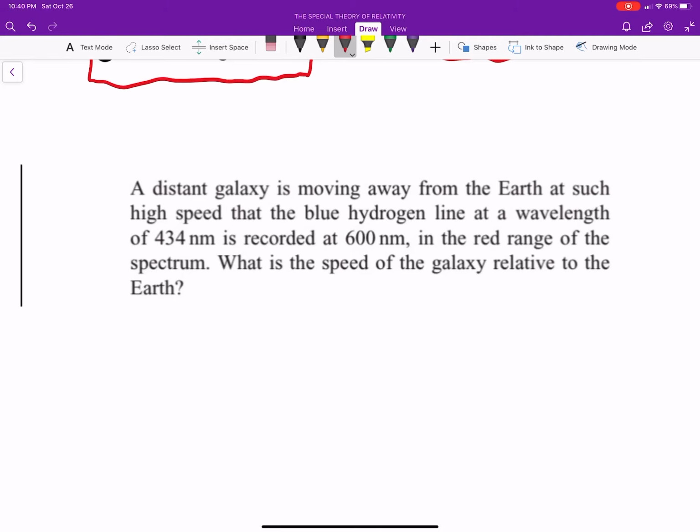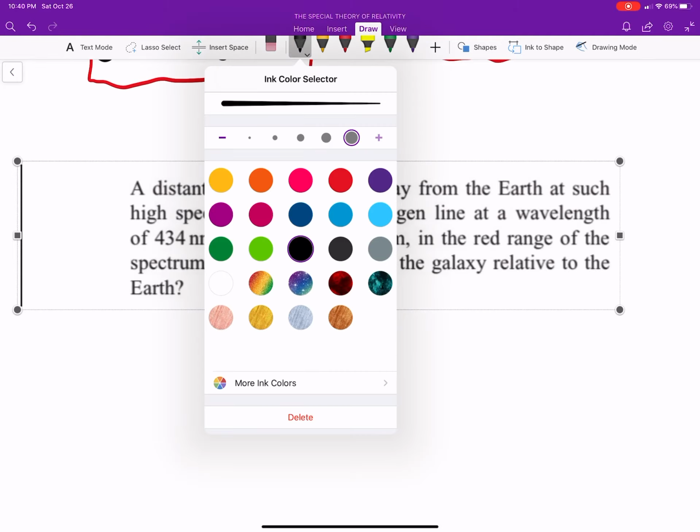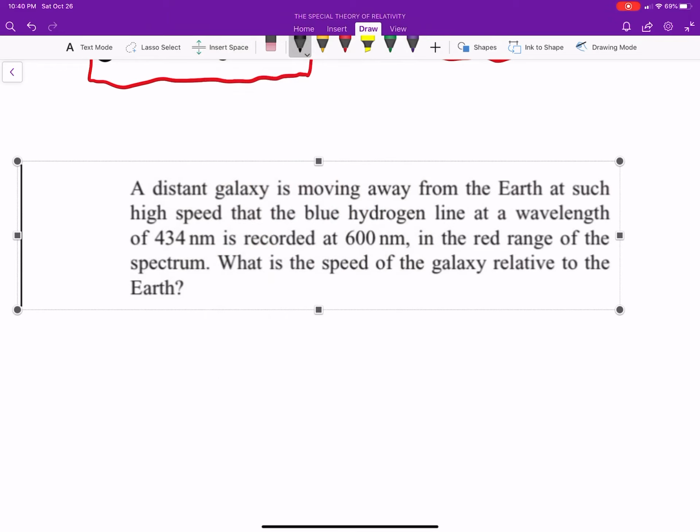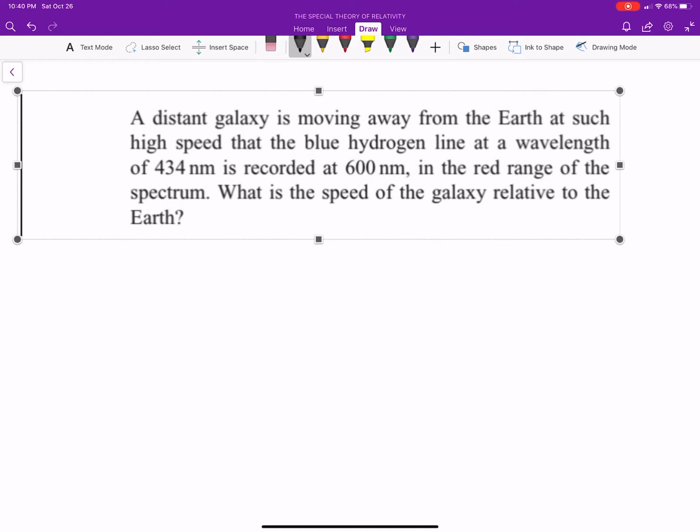Okay, let's see if we can do this Doppler effect example really quick. It says a distant galaxy is moving away from the Earth at such a high speed that the blue hydrogen line at a wavelength of 434 nanometers is recorded at 600 nanometers in the red range of the spectrum. What is the speed of the galaxy relative to the Earth?